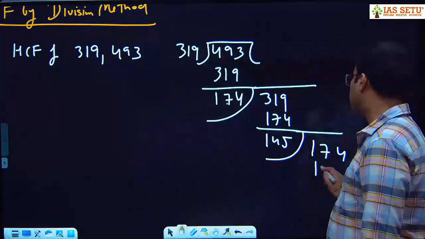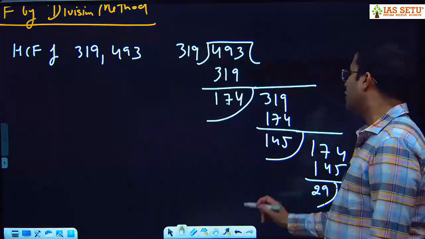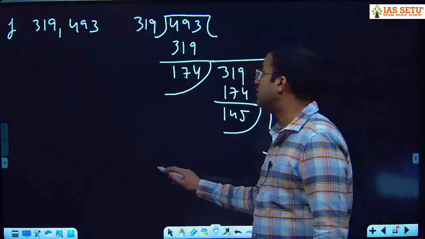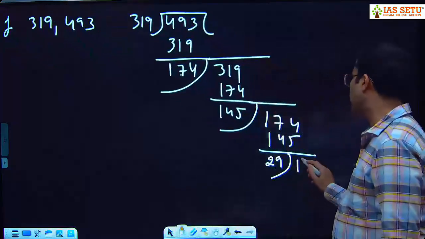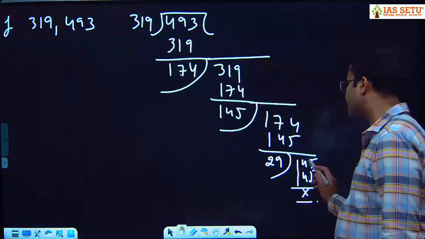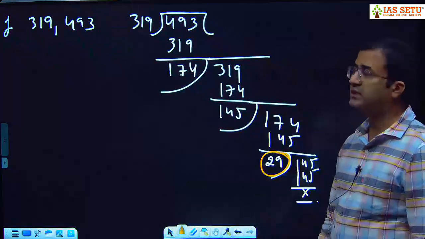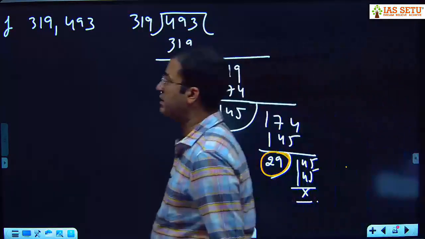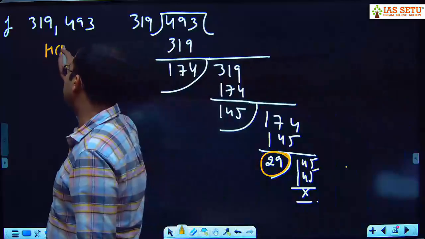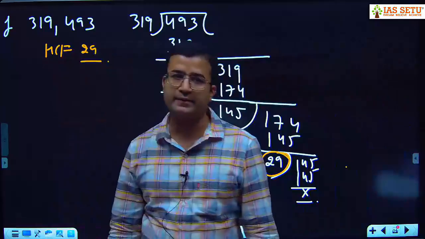So here this is 145, then remainder 29. 29 will become the next divisor. So here 145, 29 5s are 145, remainder 0. When your remainder is 0, then the last divisor is the HCF. जो सबसे last में divisor होगा, that is your HCF. So the HCF of these given two numbers is 29.